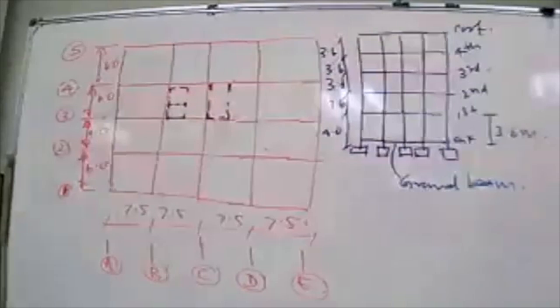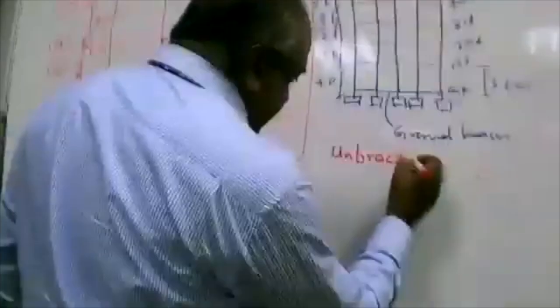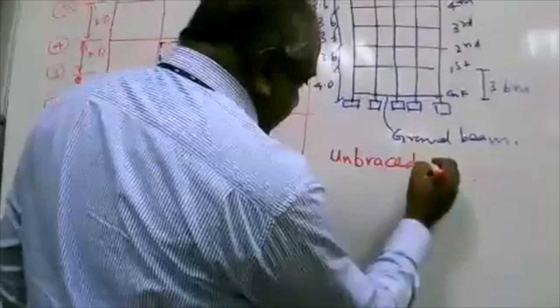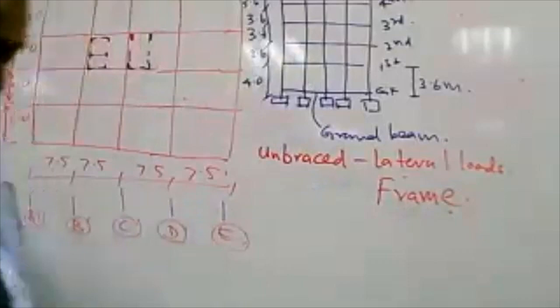What can you say? We say it's an unbraced building. Unbraced, which means lateral loads are resisted by whom? The frame. The frame resists the lateral loads.